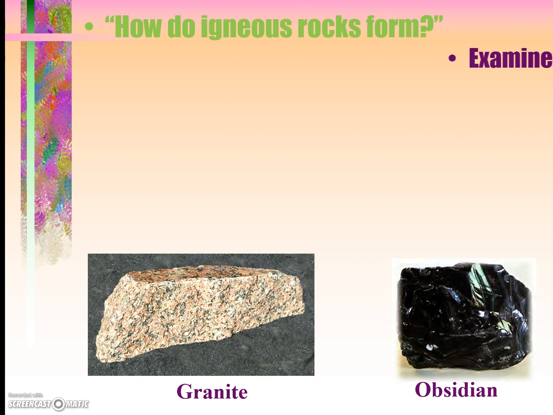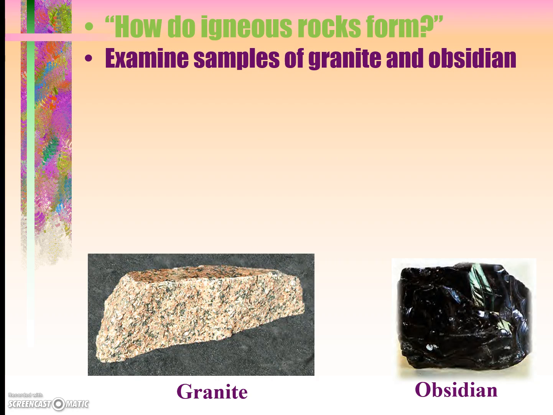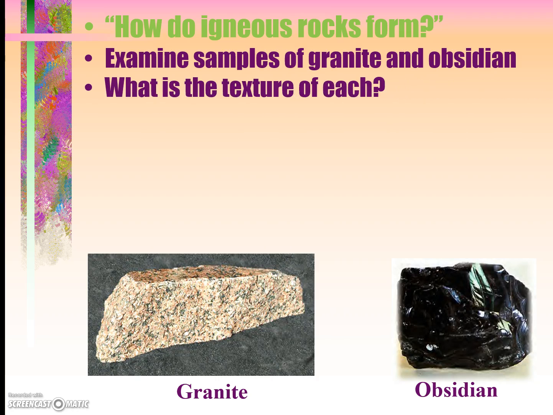How do igneous rocks form? Well, you can look at a piece of granite and obsidian. Both of these are types of igneous rock, but they look very different, which is really weird. The texture is what we can start to look at in order to identify them. Granite is actually coarse-grained because we can see the mixture of the minerals in there. And obsidian is fine-grained because we actually can't see the mixture of minerals in there. It all just looks black and shiny.